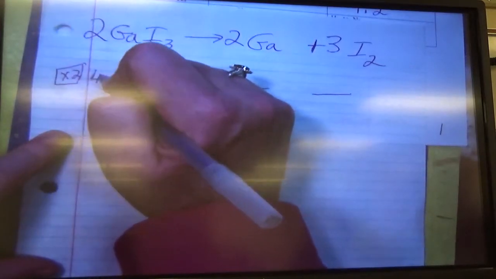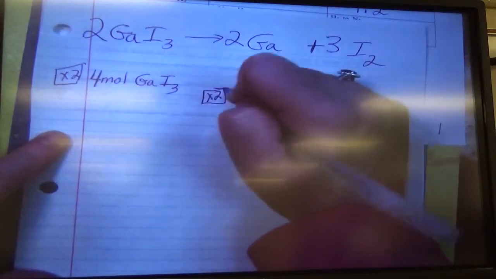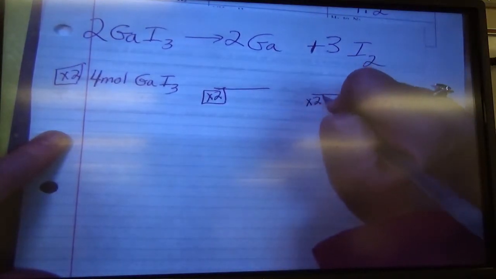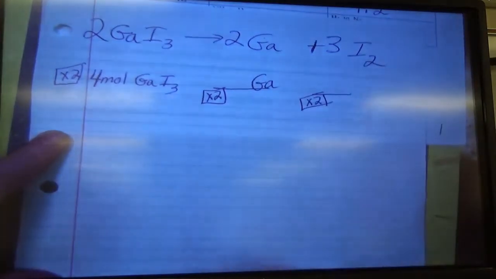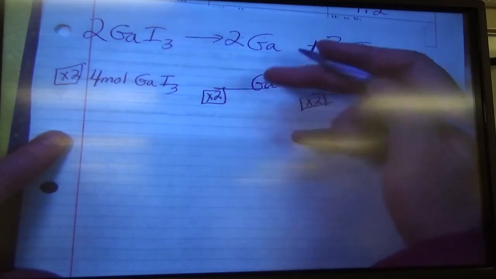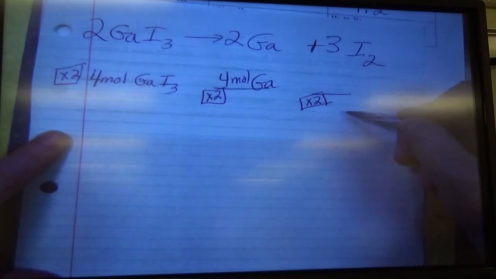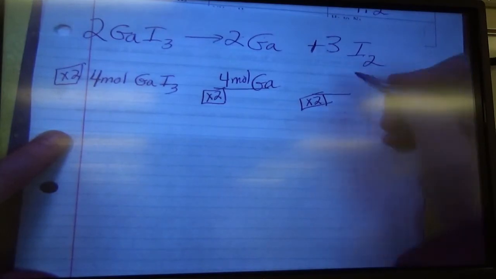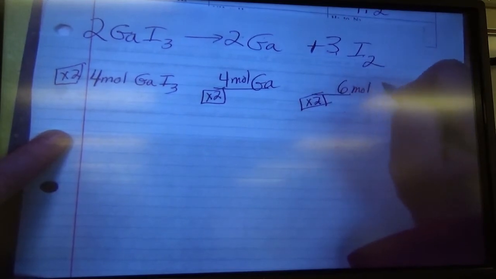That's all we're going to do. If this one has been multiplied by 2, you are right, this one's been multiplied by 2. That means everything has to be multiplied by 2. So, how many gallium do you really end up getting? Not 2, but 2 times 2, which is 4. 4 moles of gallium. And how much iodine do you really end up getting? 6. Because 3 times 2 is 6 moles of iodine.